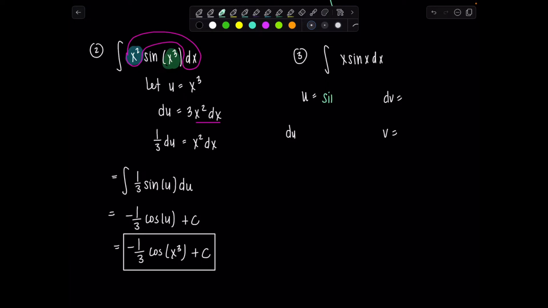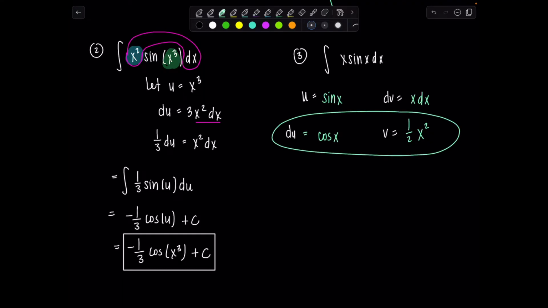You don't want this one to be sine of x and this one to be x dx. Don't write this down. Because dv, antiderivative of x, would be 1/2 x squared, right? And then du would be cosine of x, which means I'm going to have to end up integrating 1/2, oh, don't forget the dx, x squared cosine x dx. And that's making things worse, right? Because see, we just had x to the first and now we have an x squared in the integral. So that's not the way to go.